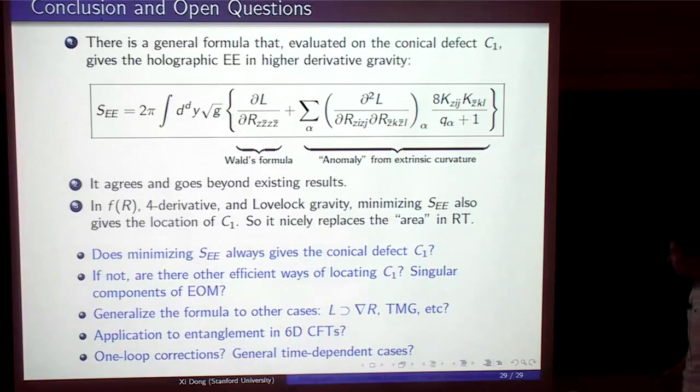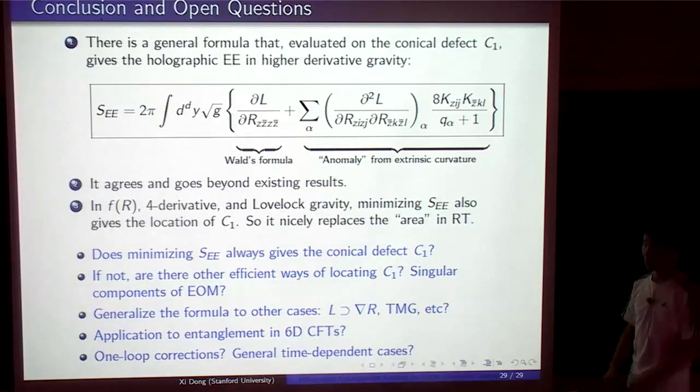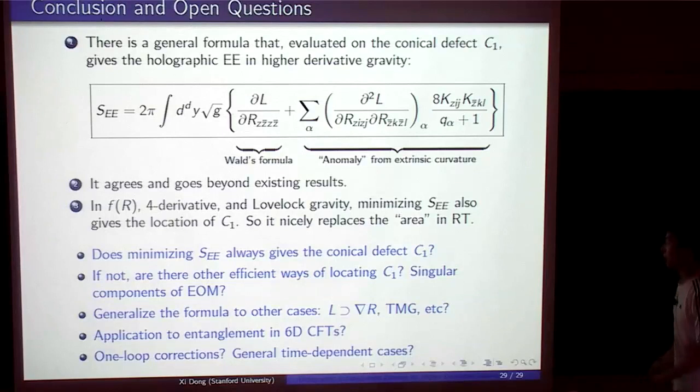But I think the idea is still true, that one can go through the different terms in the Lagrangian and pick up those which either have a delta function or have possible log divergences. It's always the log divergences which can be enhanced into a linear contribution. And also TMG, topologically massive gravity, is another possible generalization.